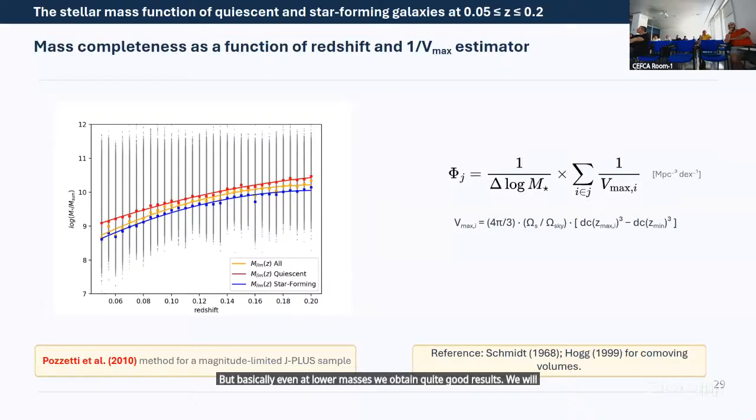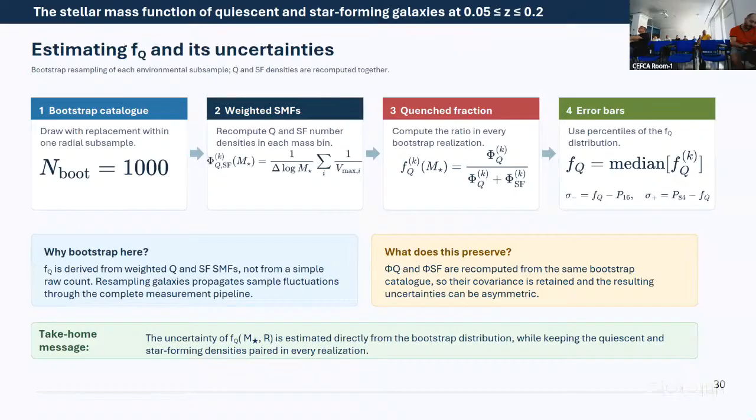So basically, we also compute the comoving volumes. This is basically a weight for each galaxy, to try to weight more the galaxies that are dimmer, because at higher redshift we are not able to observe the most remote galaxies. That's a volume correction.